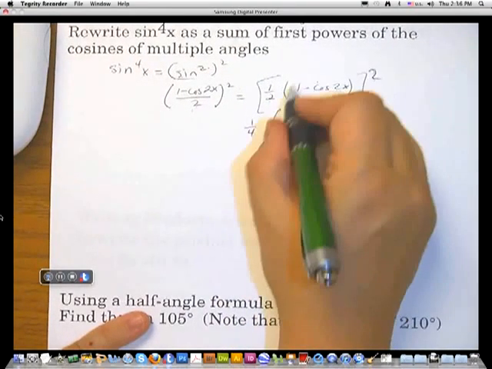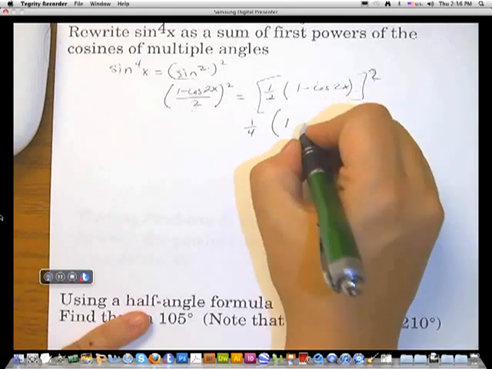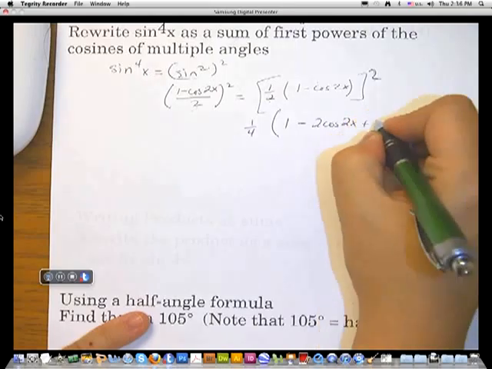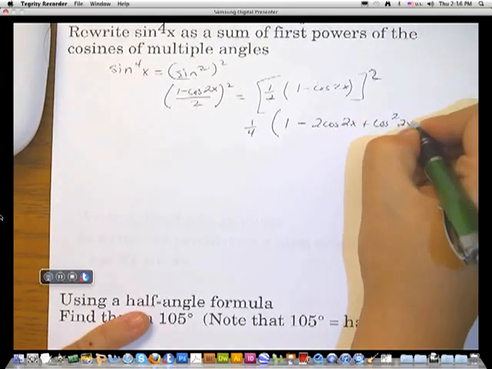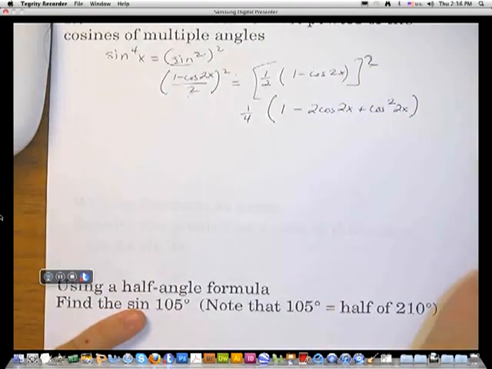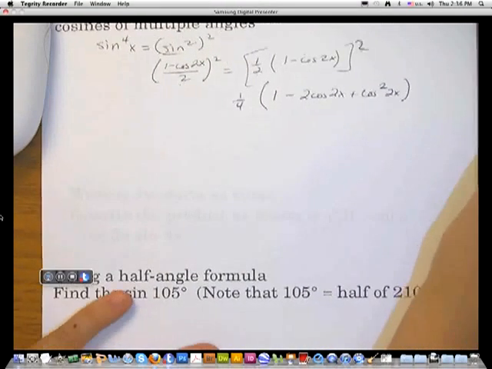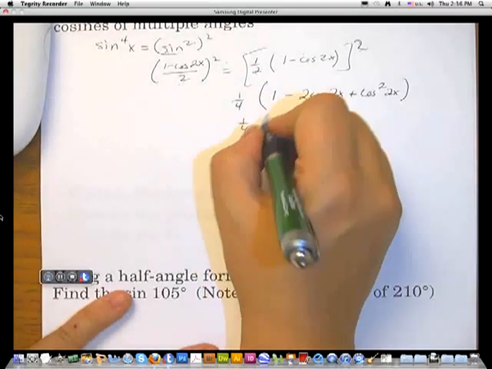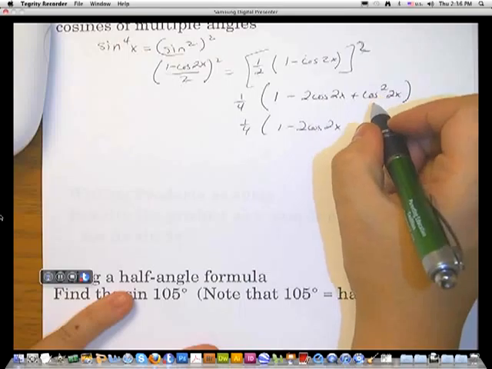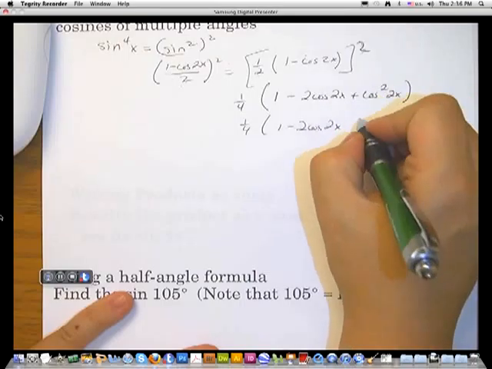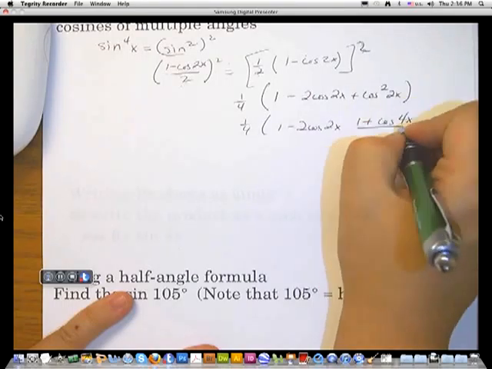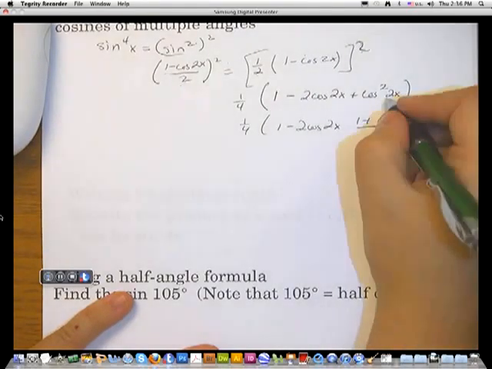Now when I square this binomial, I get 1 minus 2 cosine 2x plus cosine squared 2x, because I have to do it twice, FOIL it out. So now I have 2 cosine 2x. This is going to come 1 plus cosine 4x over 2 because of this 2.